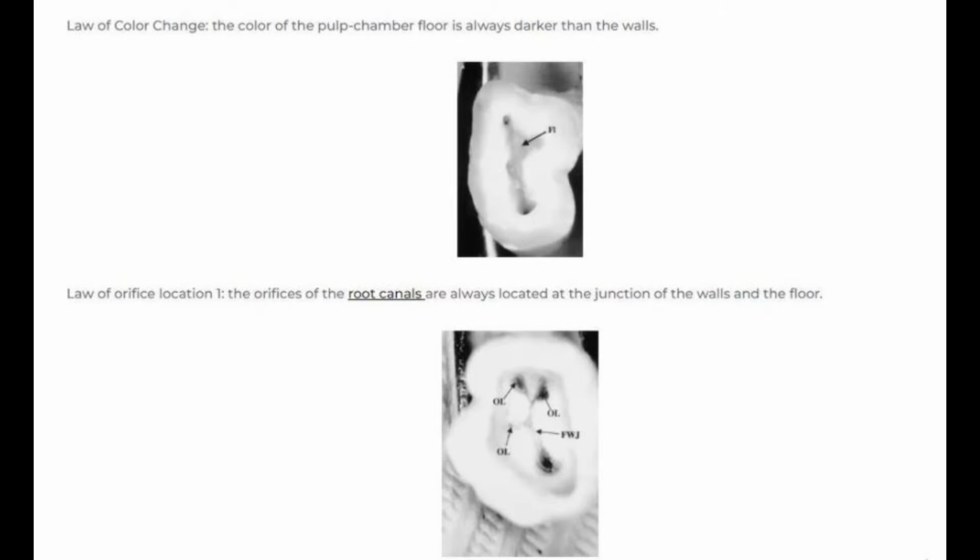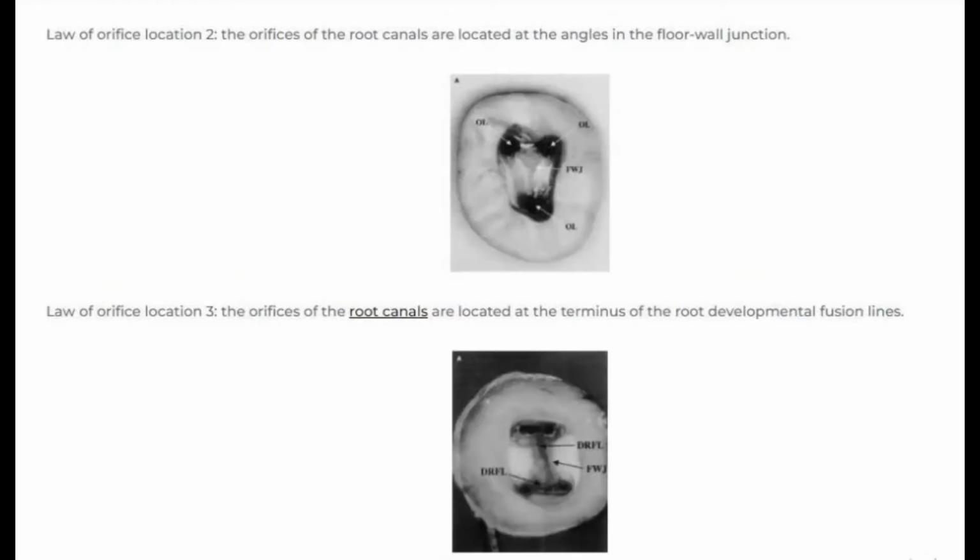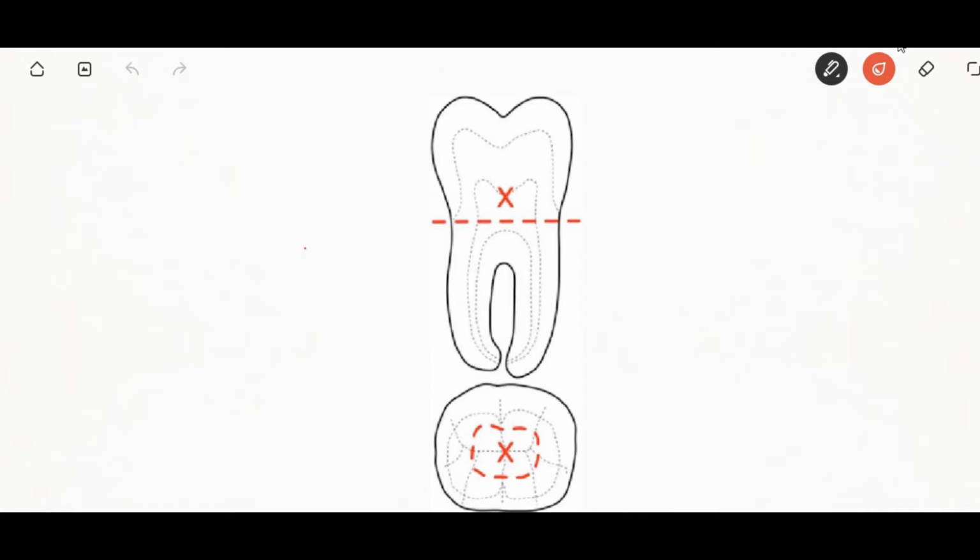According to the law of orifice location, the orifices of root canals are always located at the junction of the walls and the floor. The orifices of root canals are located at the angle in the floor-wall junction, and at the terminus of the root development fusion lines. Now let us discuss the laws of access cavity preparation for locating canal orifices.